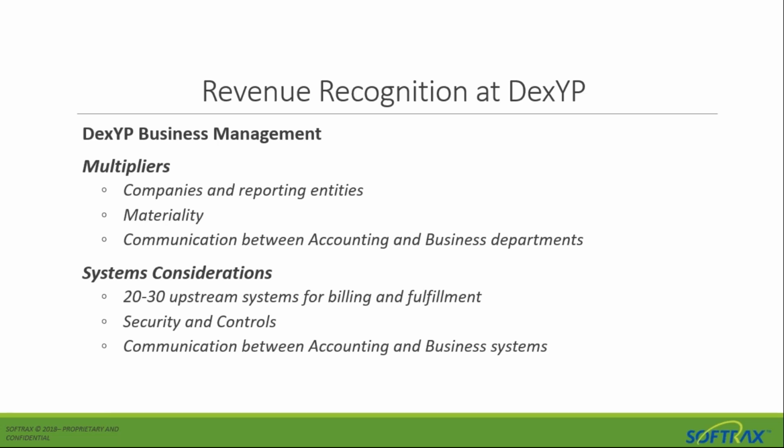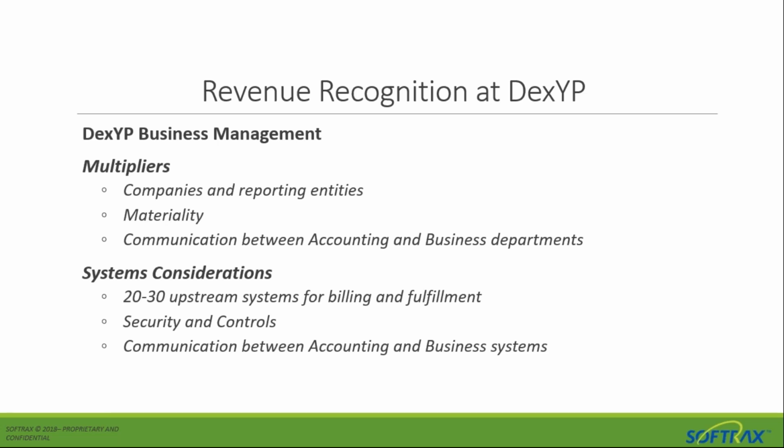This is actually one of my favorite multipliers, right? Because you have to multiply all the communication between the accounting and business departments, and it wasn't previously there. So the sales teams now have to talk to the accountants, and they have to talk to the IT people if they weren't already doing so. And the same goes for the system considerations. So the communication between the accounting and business systems, just like you were talking about earlier.